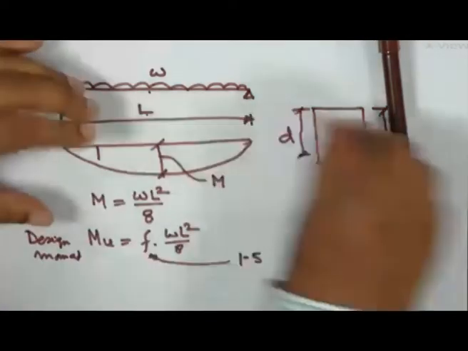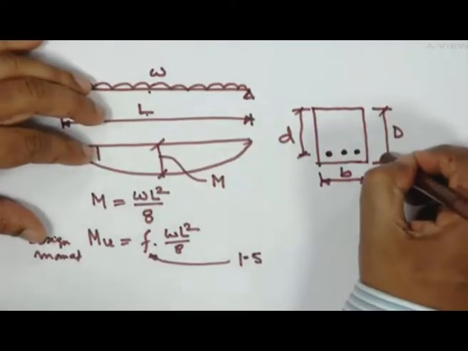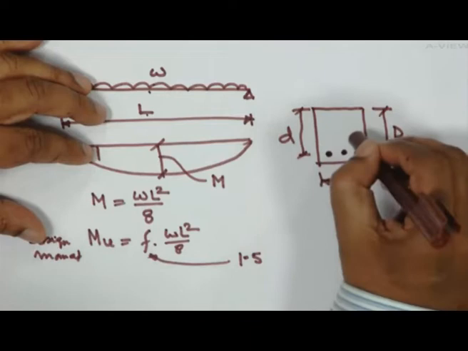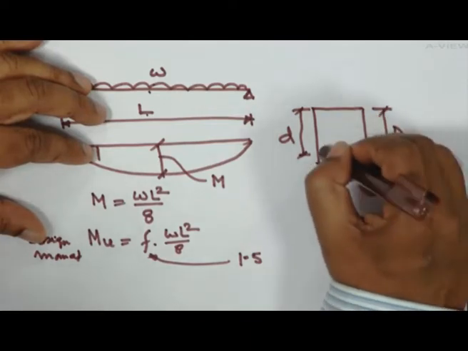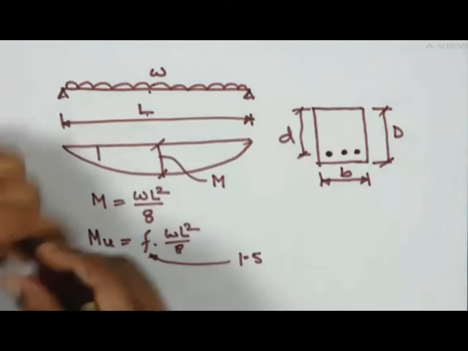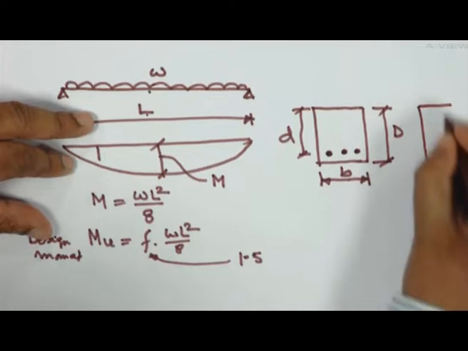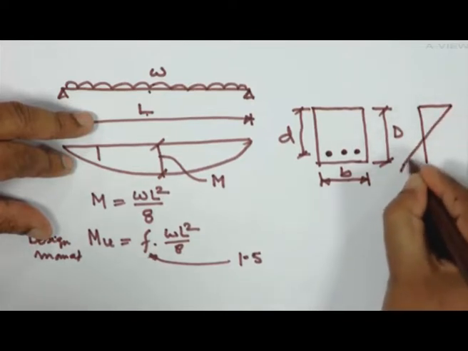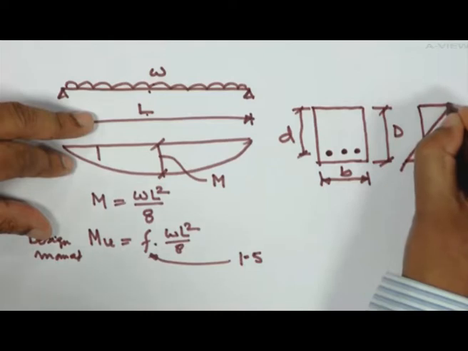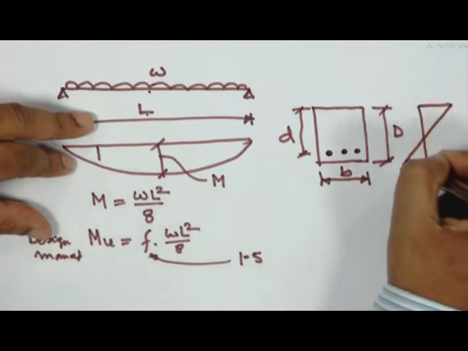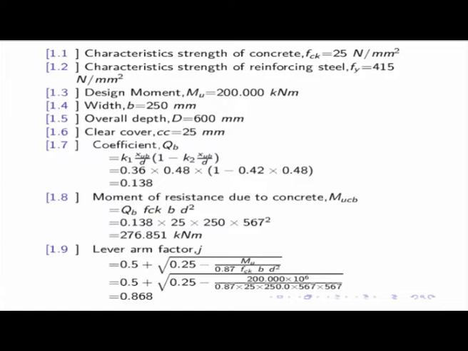That means I have to find a depth of the beam in such a way that concrete will be able to resist and steel will also be able to resist, because roughly in this section, considering the strain, this side is compression and this side is tension. So coming to this, we have design moment 200 kilonewton meter, width B 250 millimeter, and overall depth, let us say, just 600 millimeter, which I shall check later on.